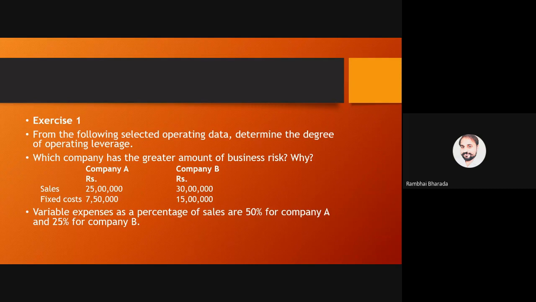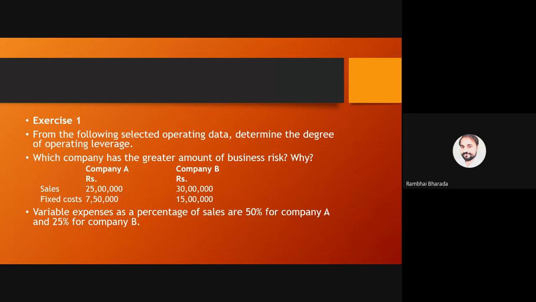So profit for company A is equal to 5 lakhs. Are we clear about the profit? 25 lakh minus 7 lakh 50,000 minus 12 lakh 50,000.